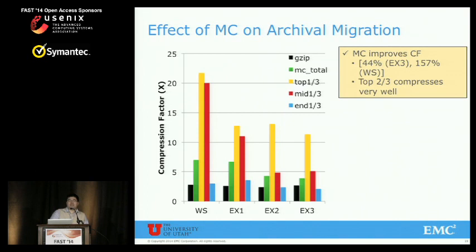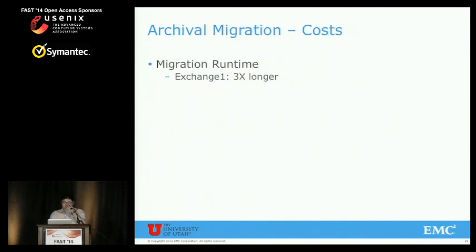The lesson we learned from this is that migratory compression does improve compression factor for data migration for archive storage. The improvement ranges from 44% to more than 150% for workstations. And the top two thirds compress really well. Because migratory compression improves compressibility for archive storage, it reduces disk space consumption and saves money.